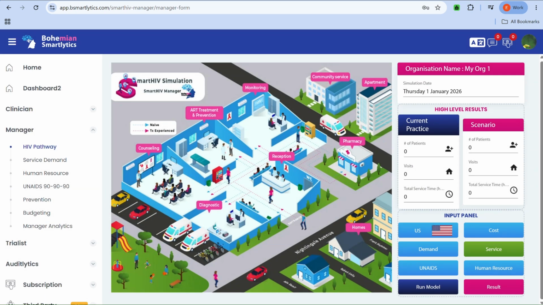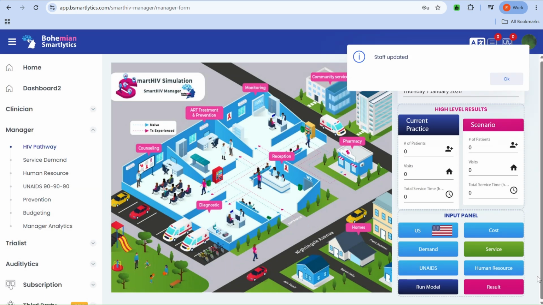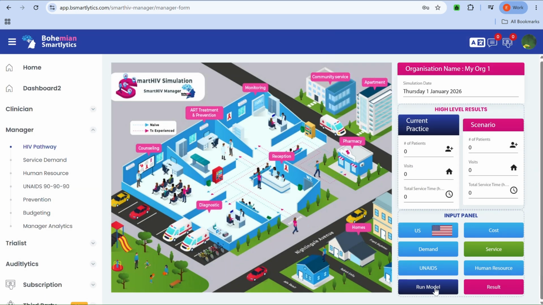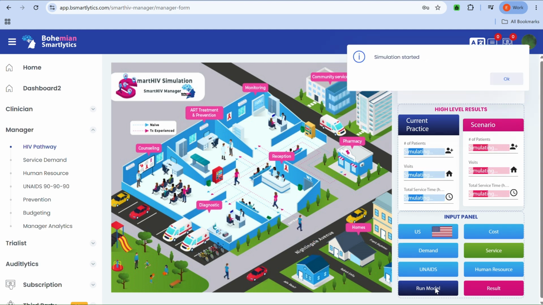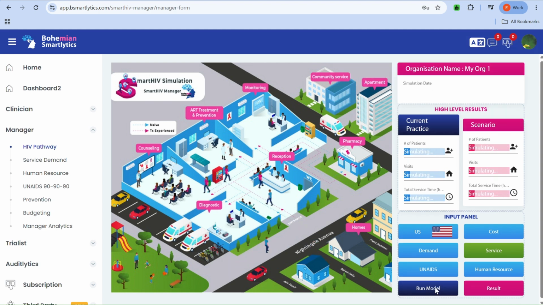Human resources are configured next, making sure every resource type, doctors, nurses, counselors, pharmacists, is properly assigned to patients at the actual point of care.